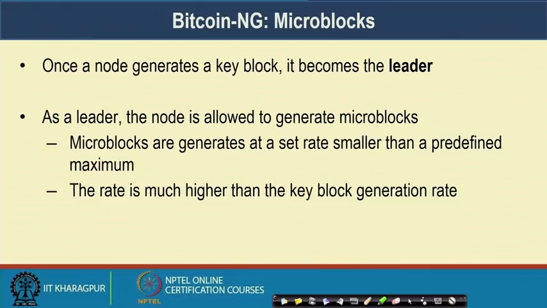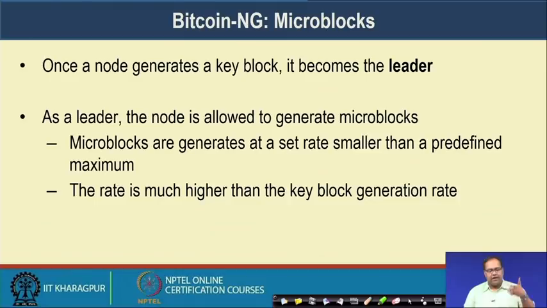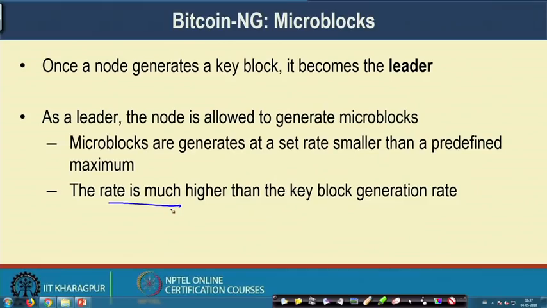So, coming to the microblocks. Once a node generates a key block, it becomes the leader, and as a leader the node is allowed to generate microblocks. These microblocks are generated at a rate smaller than a predefined maximum. So, you generate the microblocks at a rate smaller than that predefined rate, and this rate of generating microblocks is much higher compared to the key block generation rate.